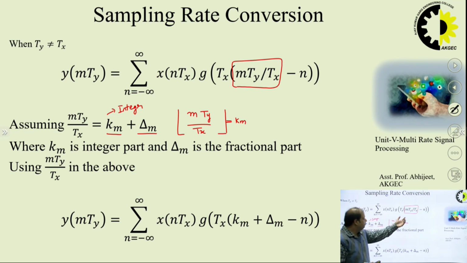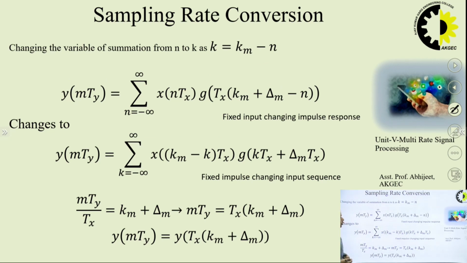If I put this value in place of mTy by Tx, I will have km plus delta m minus n for y of mTy. We are just rephrasing it to understand the relationship. So y of mTy is the summation over n from minus infinity to plus infinity of x of nTx times g of Tx (km plus delta m minus n). In this case, you can understand it is a kind of convolution. I am saying kind of a convolution because it is actually in t, but we are breaking it down into samples. In this case, this is fixed.